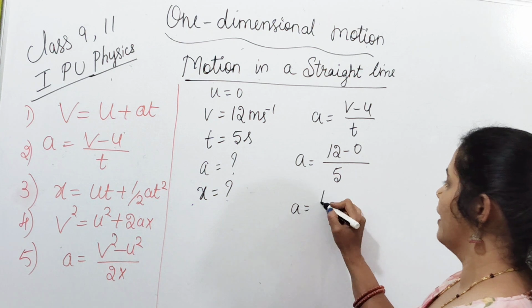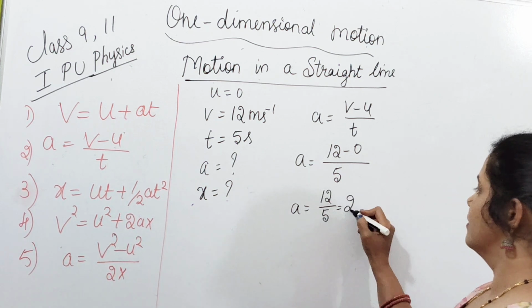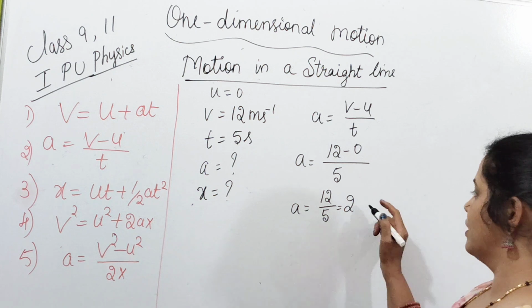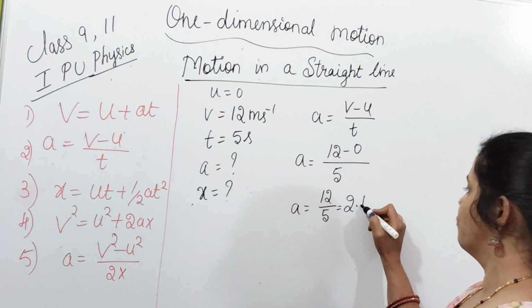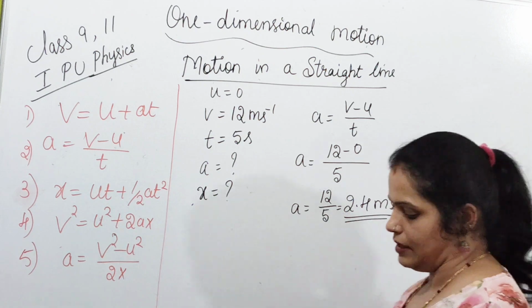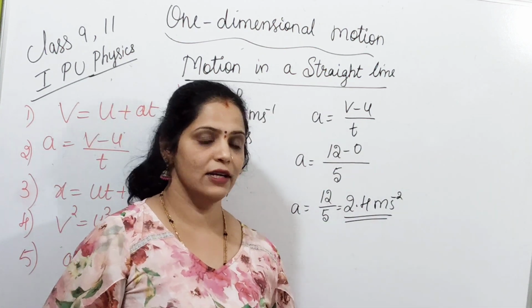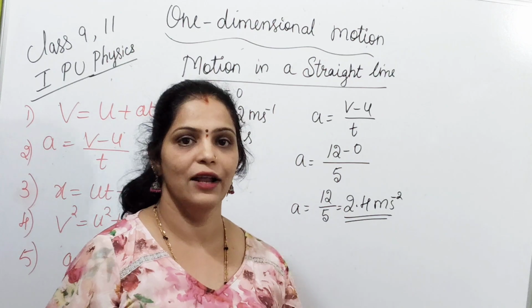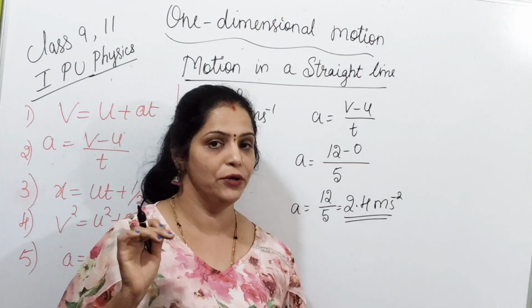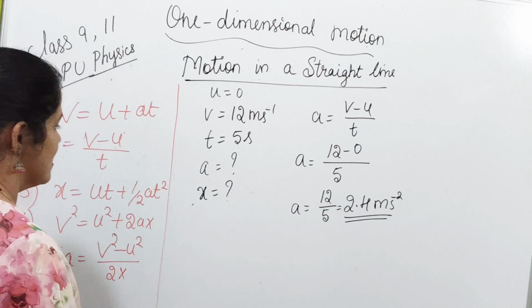So therefore you can write 12 by 5. 5 twos are 10, 2 remaining, 20, 5 fours are 20. So that is 2.4 meter per second square. And one more thing, students: if you write only the number, it has no value, you should write the proper unit. So meter per second square is the unit of acceleration.